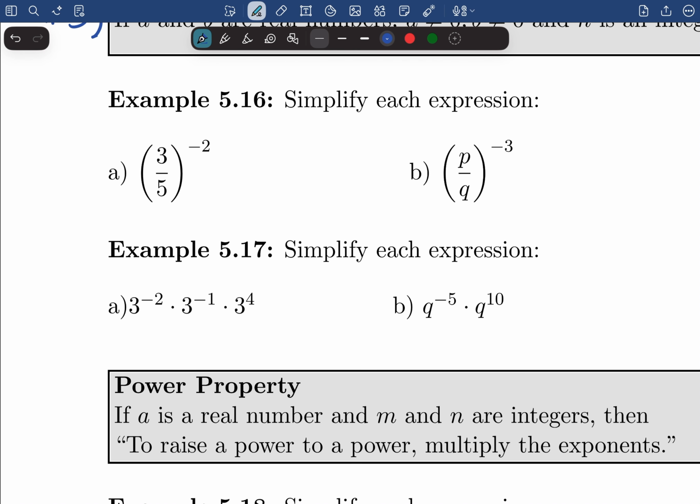Example 5.16. I've got 3/5 to the negative 2 power. Well, that equals 5/3 to the positive 2 power. This could be simplified further. When you have a fraction that you square or raise to any power, you could apply that power to the top and bottom of the fraction. So applying to the numerator, we get 5 squared, which is 25, and then divided by 3 squared, which is 9. So this simplifies to 25/9.